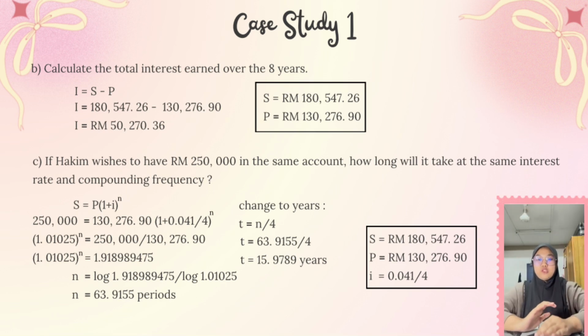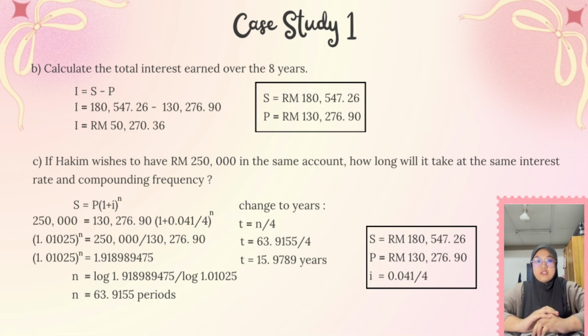Okay, for part C, if Hakim wishes to have RM250,000 in the same account, how long will it take at the same interest rate and compounding frequency? We are still using the compound interest formula, which is S equals P times (1 plus i) to the power n. Here, S is 250,000 ringgit and P is 130,276 ringgit and 90 cents. The annual interest rate is 4.1%, and it is compounded quarterly. So we divide 0.041 by 4, which gives us 0.01025, so (1 plus 0.01025) to the power n. Next, we substitute the values into the formula.